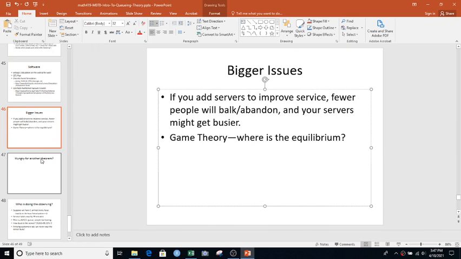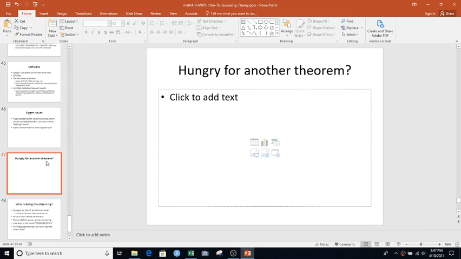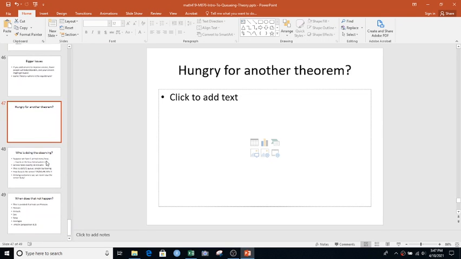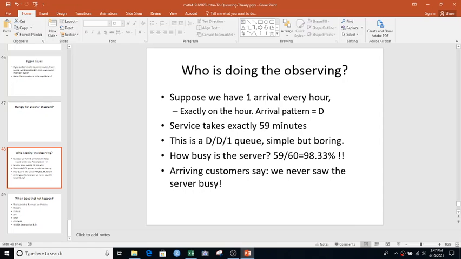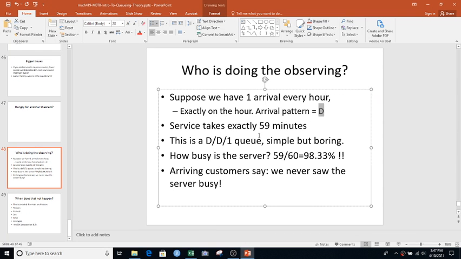One more issue we can talk about, back to kind of basic stochastic processes, another theorem has to do with who's doing the observing. Suppose we have one arrival per hour exactly every hour, so exactly at 9 a.m., exactly at 10 a.m., etc. So we would call that deterministic arrivals. Let's say service takes exactly 59 minutes. This is a deterministic arrivals, deterministic service queue. It's simple, but it's boring.